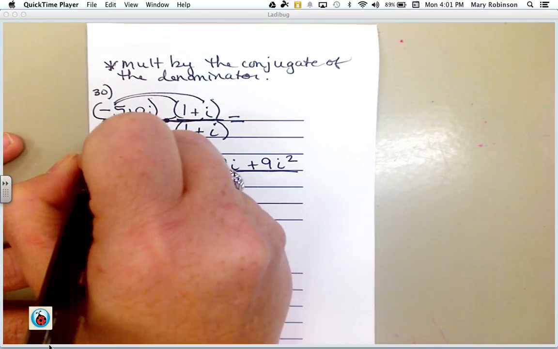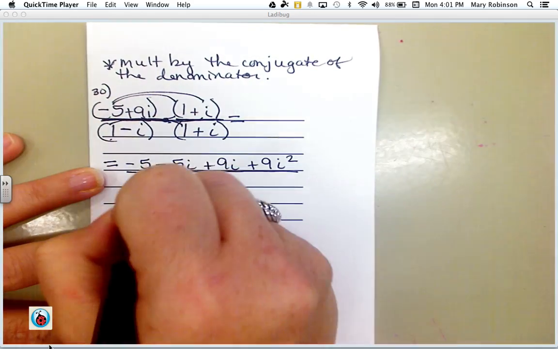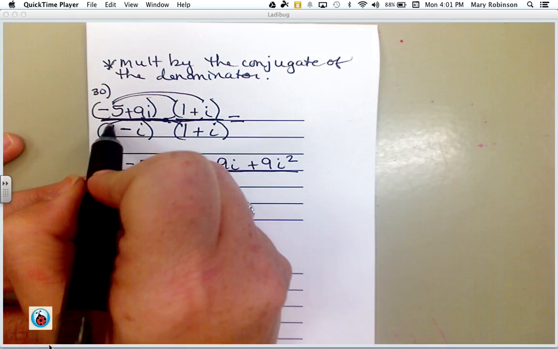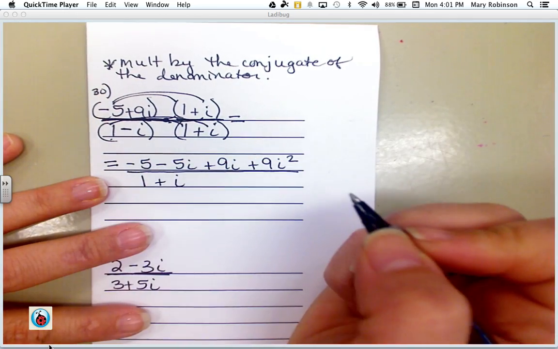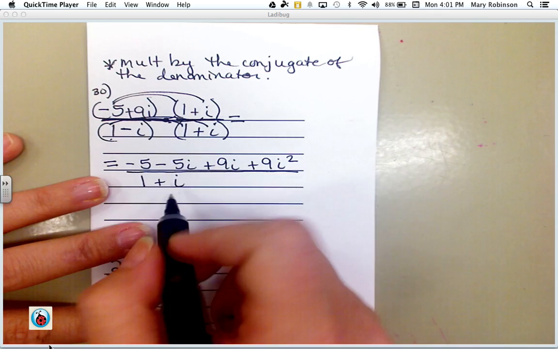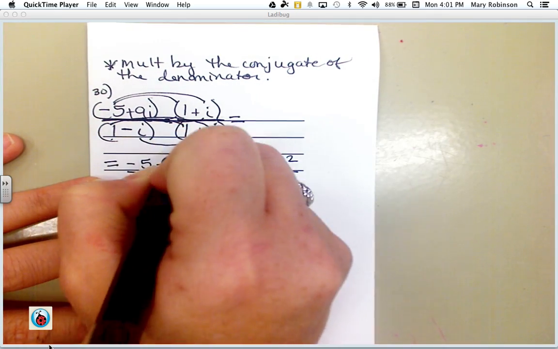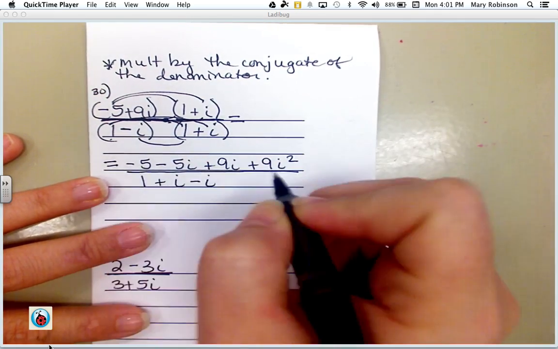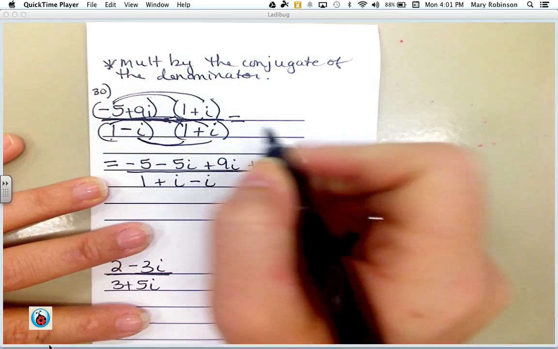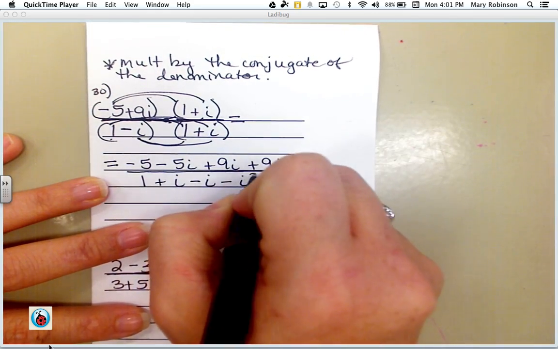So 1 times 1 is 1. 1 times I is positive 1I. It has an understood 1. We don't need to write it. Now distribute our negative I times 1 would give us negative 1I. And then negative I times I is negative I squared.